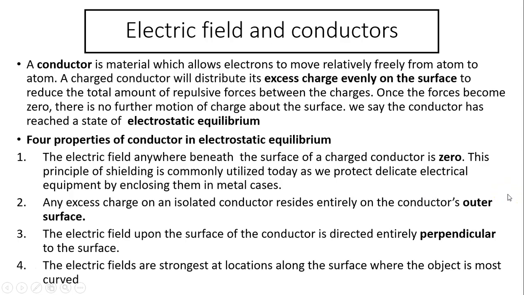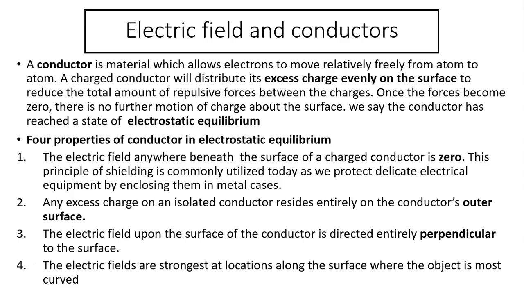Electric field and conductors. A conductor, we learned, is a material which allows electrons to move freely inside. So a charged conductor will distribute its charge on its surface. It does this to reduce the repulsive force between the charges. Eventually the force between the charges becomes 0. When this happens, the charges don't move anymore because the force equals 0. Then we say the conductor has reached a state of electrostatic equilibrium.